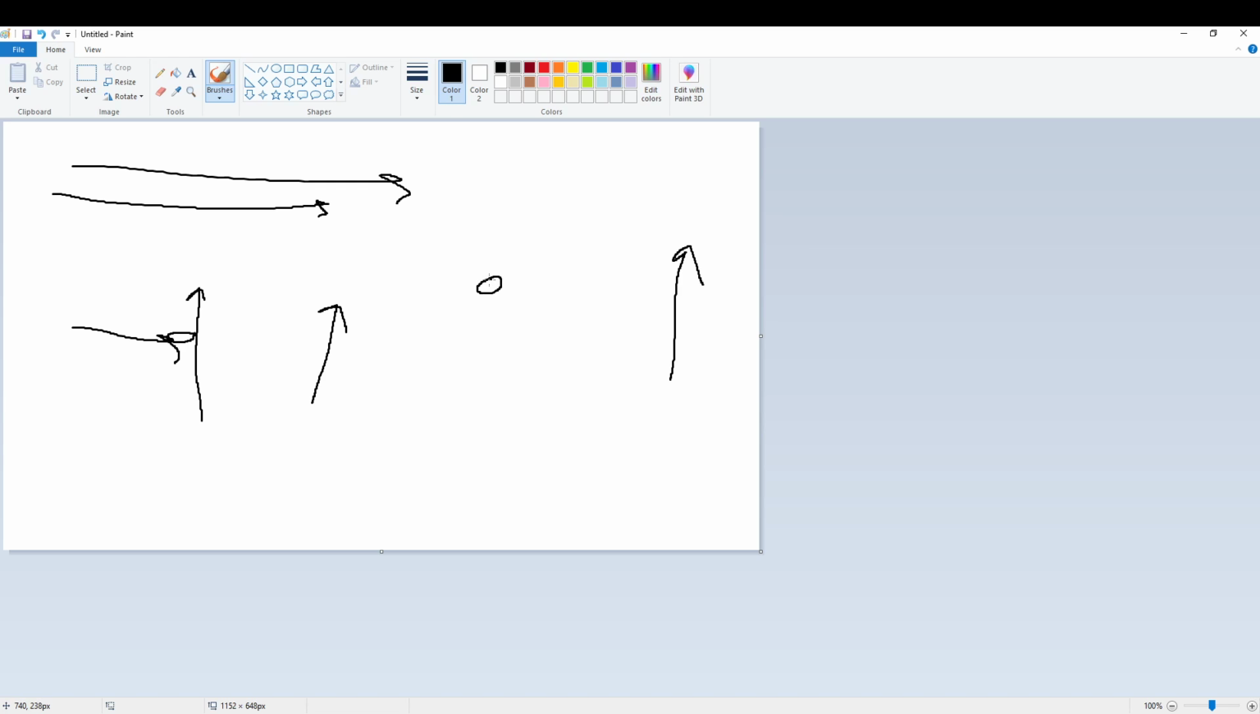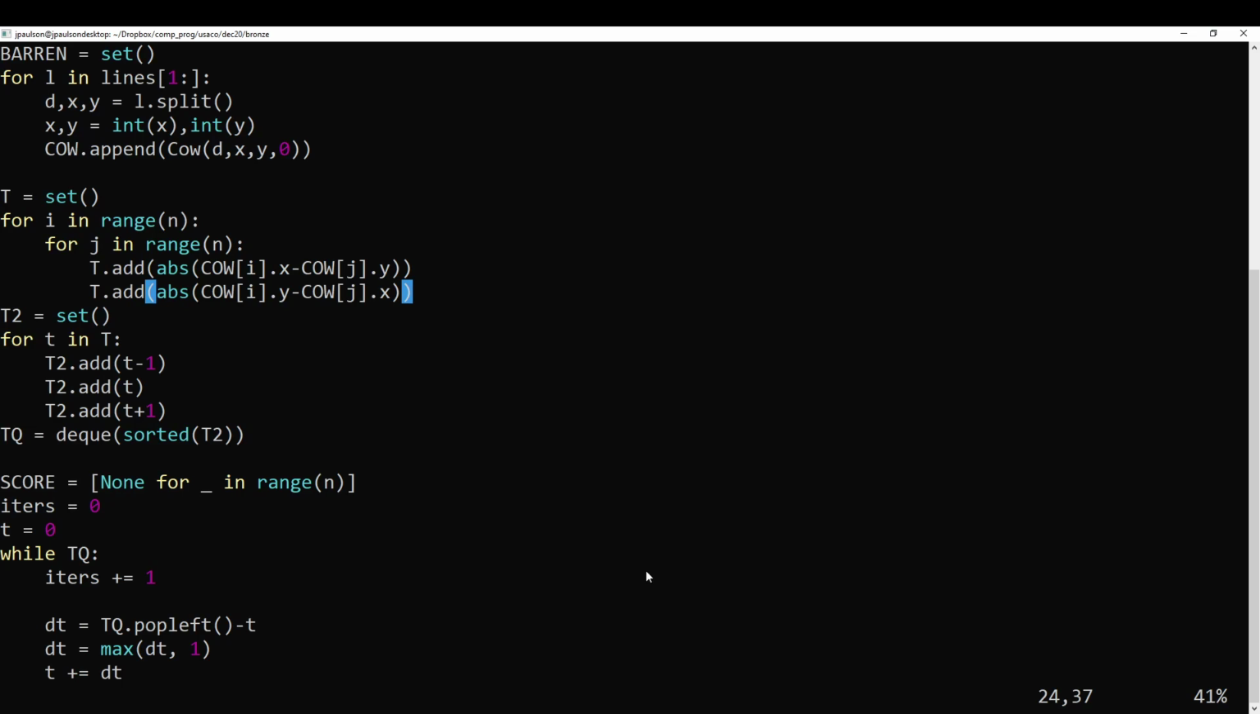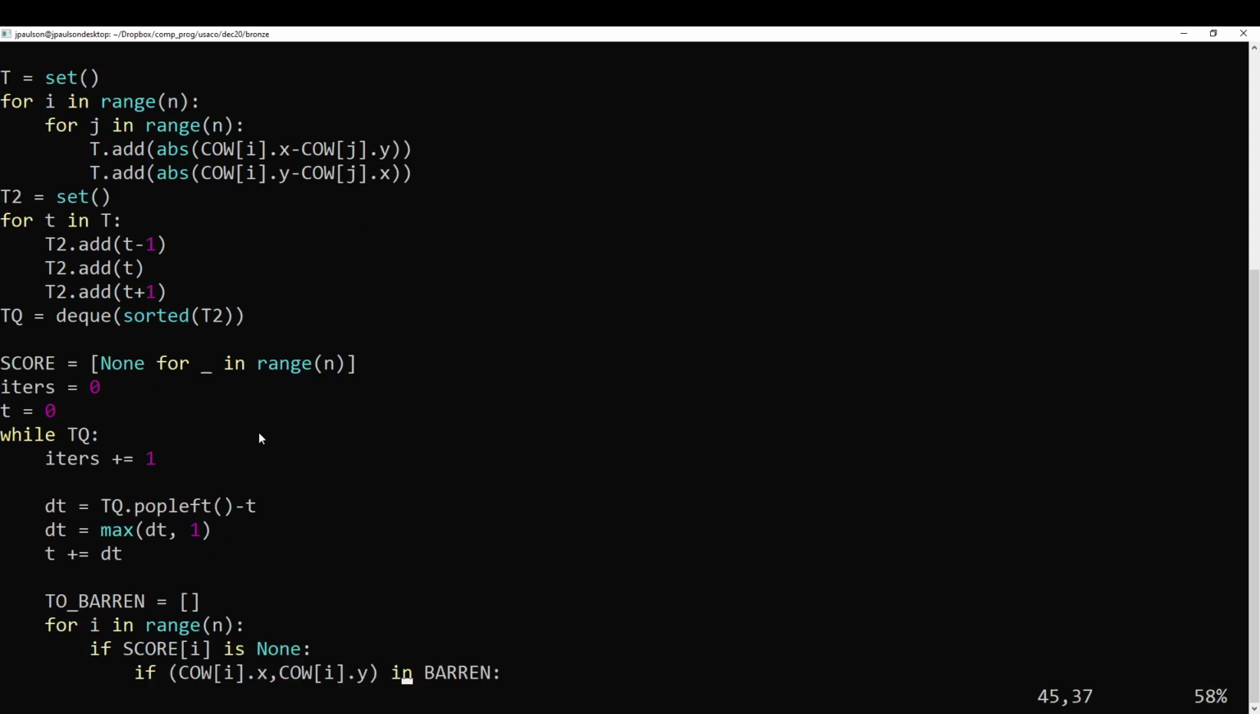So every intersection point is definitely going to be one of the original coordinates, because only one coordinate for each cow is changing. These are the relevant times. So some buffers around relevant times.